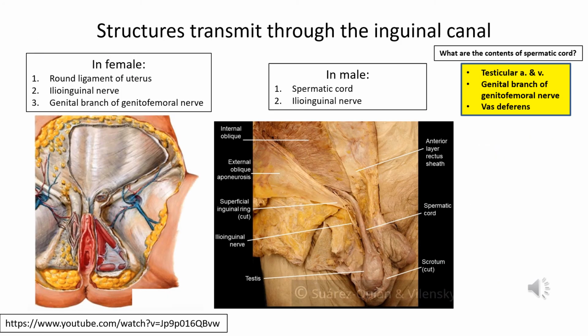In females, the main structures that transmit through the inguinal canal include the round ligament of the uterus, ilioinguinal nerve, and genital branch of the genitofemoral nerve. In males, the inguinal canal contains the spermatic cord and ilioinguinal nerve. The spermatic cord contains structures such as testicular vessels, genital branch of the genitofemoral nerve, and vas deferens.